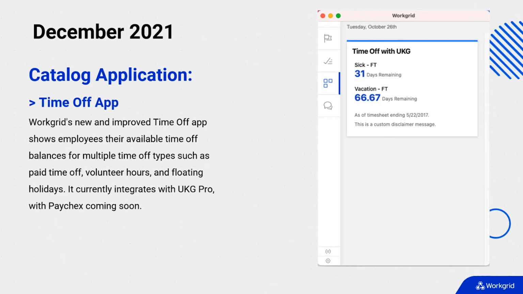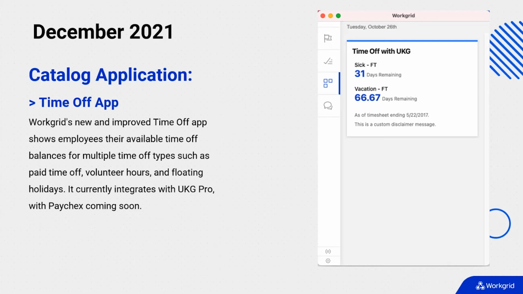The next catalog app I'll be covering is the new Time Off app. The Workgrid Time Off app gives employees an overview of their available time off balance without having to log into the source system. The app displays the remaining days or hours for multiple types of time off, such as paid time off, volunteer hours, or sick leave, as defined in the source system.